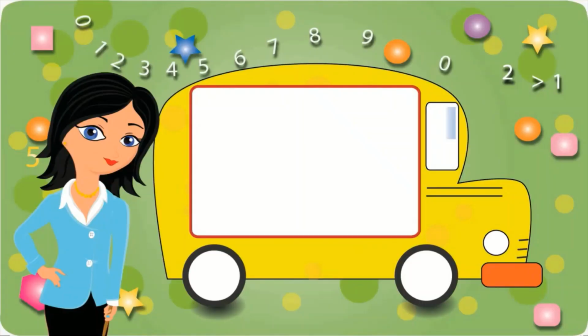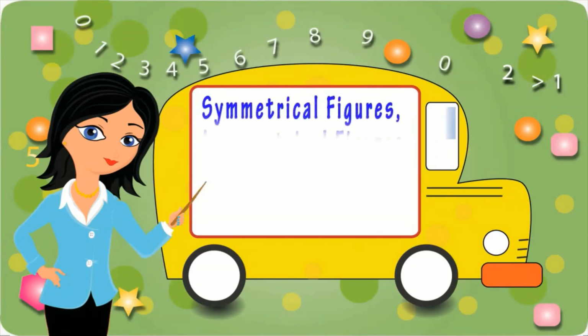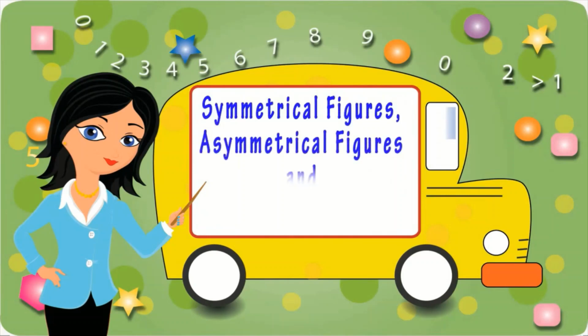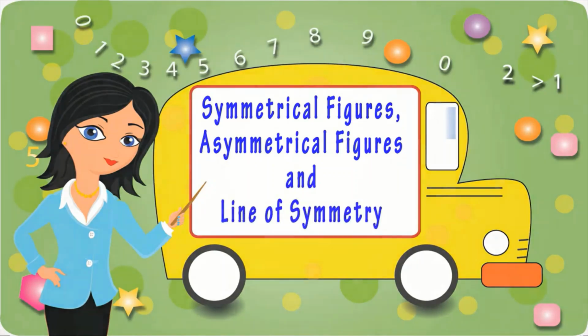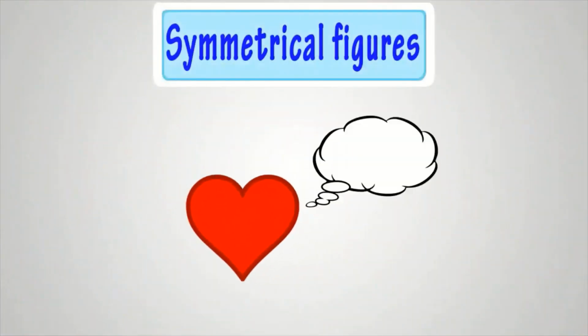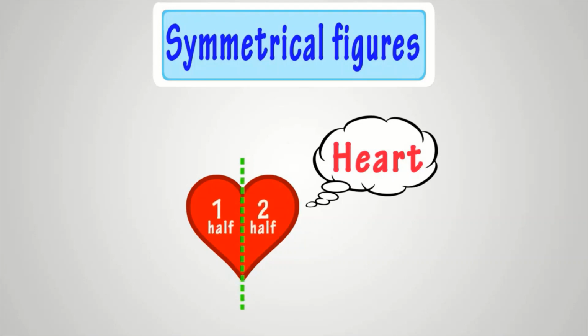Okay, thank you. Hi kids! Today we will learn symmetrical figures, asymmetrical figures, and line of symmetry. So let's get started. Here is an image of a heart. Can you fold it exactly halfway so that its two halves are exactly similar, or one half completely covers the other half? Let's try. Here we are folding it.